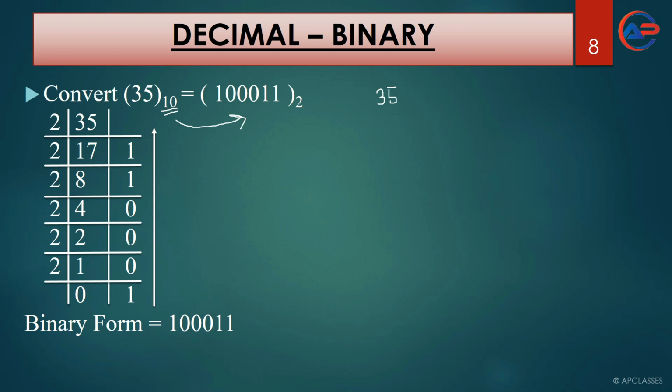We know that when we have to convert a decimal number to binary, we have to divide by 2. When we have to convert to octal, we have to divide by 8. When we have to convert to hexadecimal, we have to divide by 16. Here the decimal number needs to be converted to binary form, so here we have to divide it by 2.